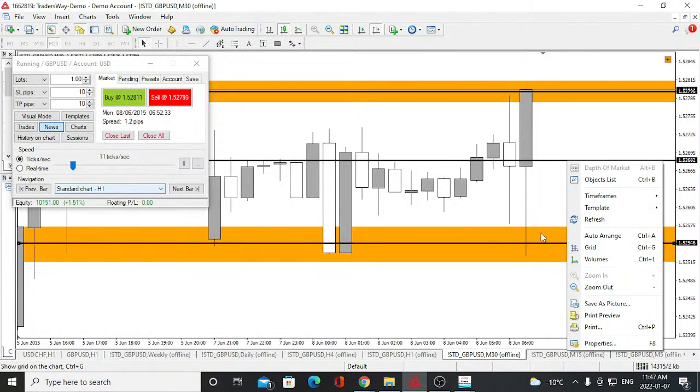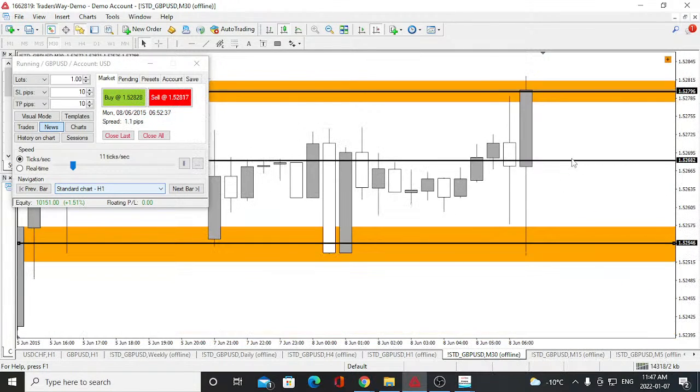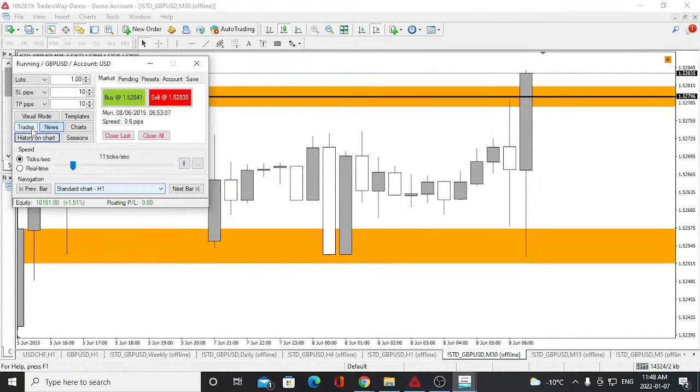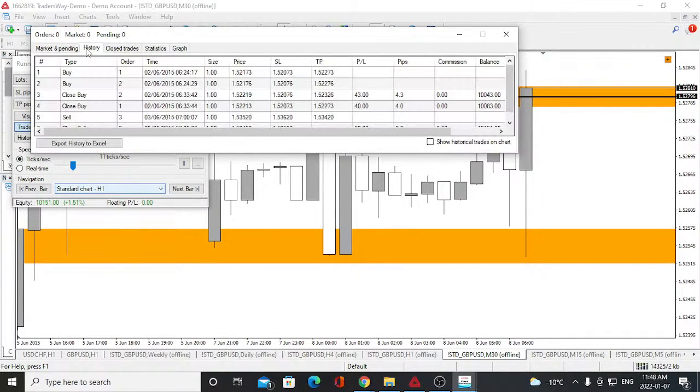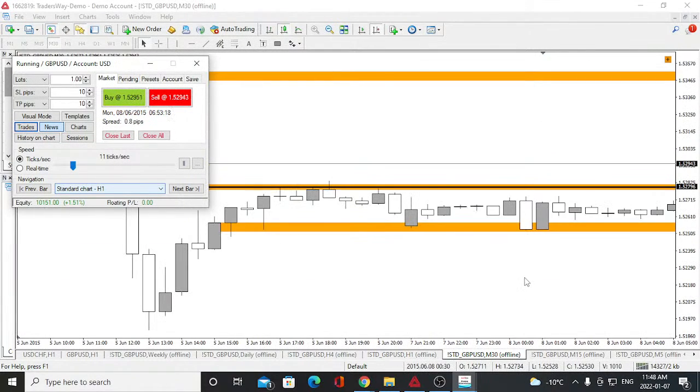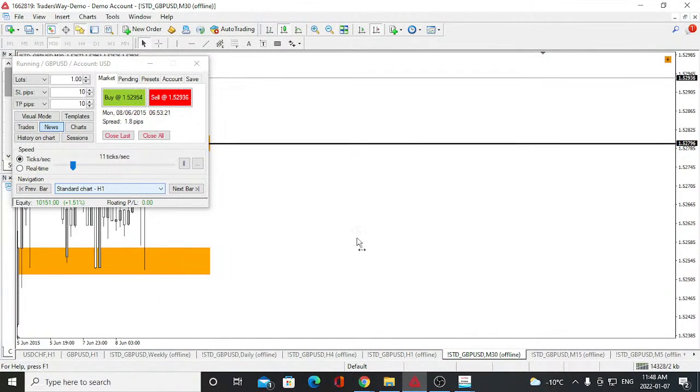As a matter of fact, I actually didn't open anything on this trade. I am just sitting pretty, doing nothing. No trade was opened. None. No history on the chart. Trades, nothing.